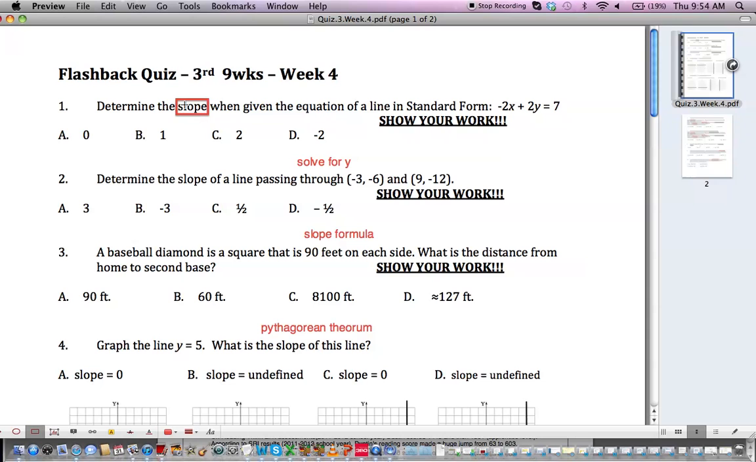the slope. We want to determine the slope. And it's in standard form. And if you solve for y, you can find the slope easily there. Okay? Make sure you show your work so we can help you on any mistakes.